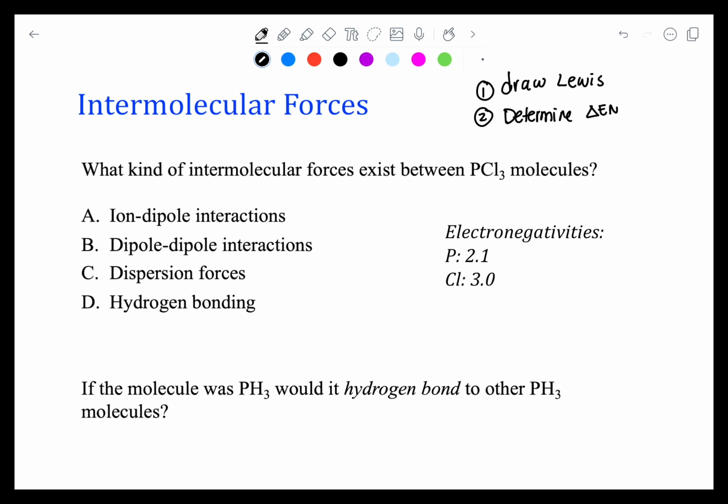delta EN for the bonds. And that will then help us determine if the molecule is polar or nonpolar, which then tells us the intermolecular force. So take a second, draw the Lewis structure of PCl3, figure out if those bonds are polar, and try to figure out your answer for this problem.